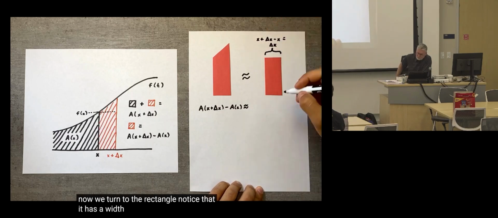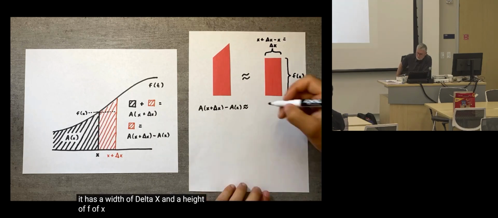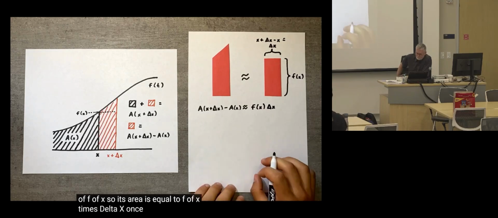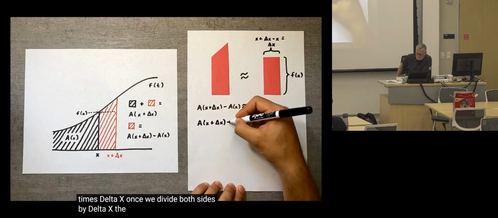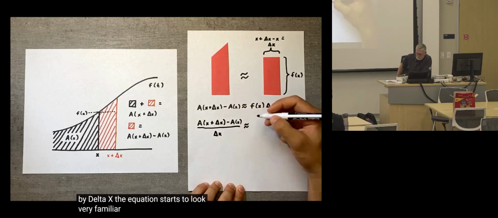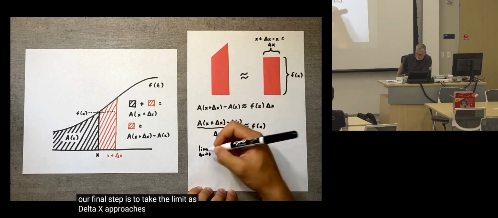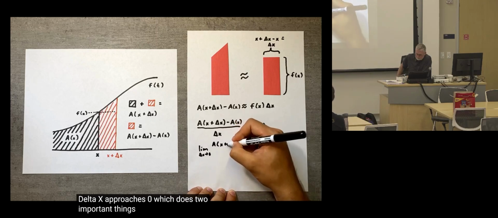Notice that it has a width of delta x and a height of f of x, so its area is equal to f of x times delta x. Once we divide both sides by delta x, the equation starts to look very familiar. Our final step is to take the limit as delta x approaches 0, which does two important things.